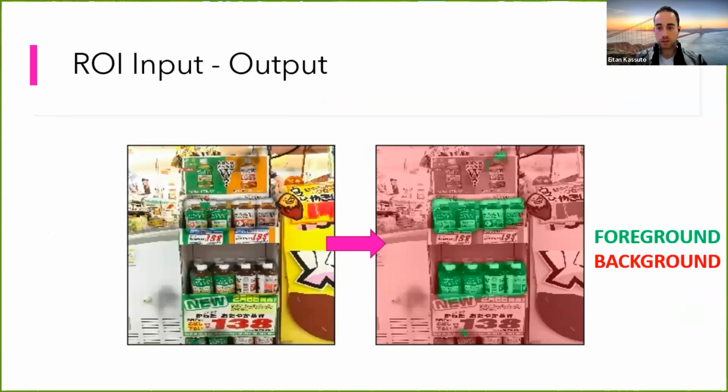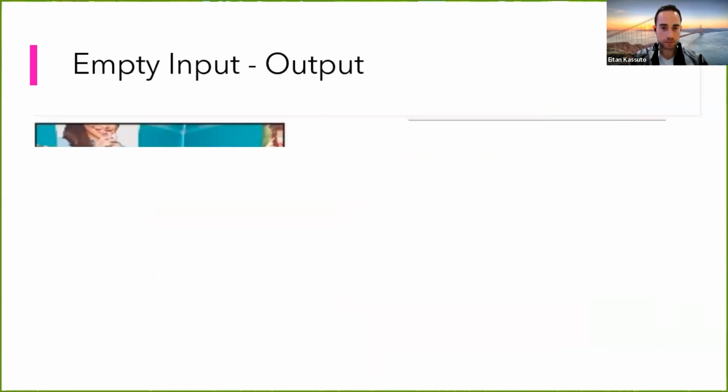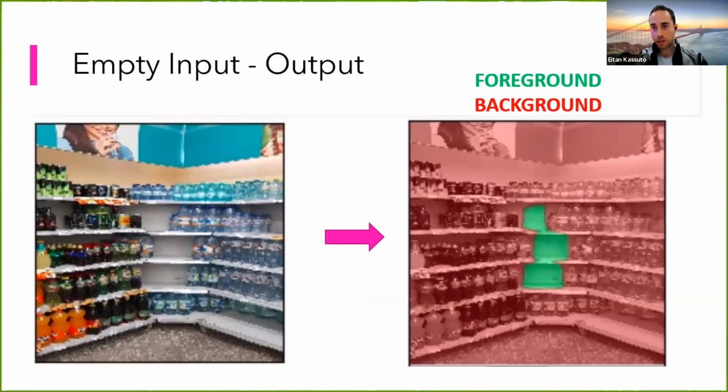Okay, so moving on. This would be a general input and output of an ROI. So we can see the ROI is able to output where there are products on the shelf. And in practice, we can remove those anomalous tags based on that information. So looking at what we'd want for our empty detector is something like this. Clearly these empty spaces in the middle, we want to detect as foreground in green and the rest as background.